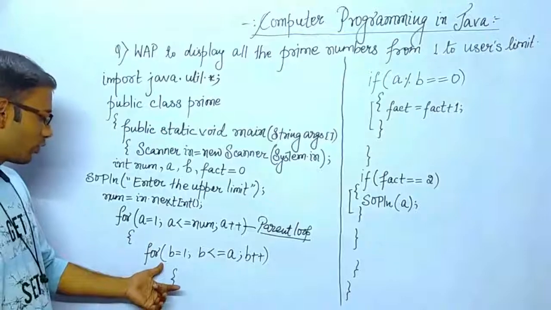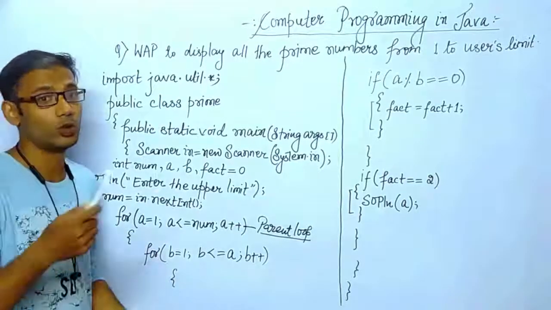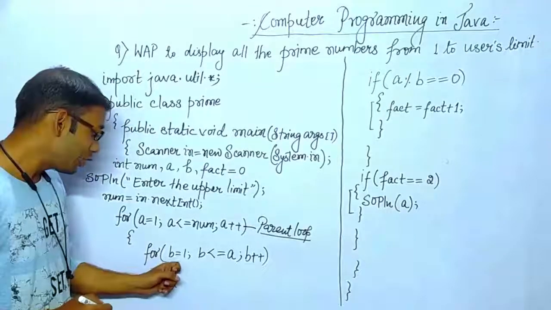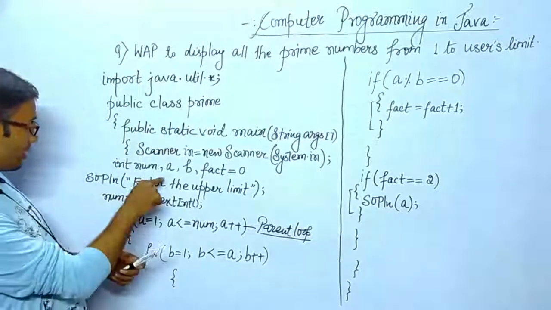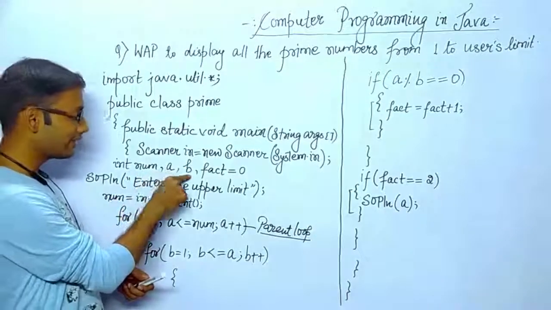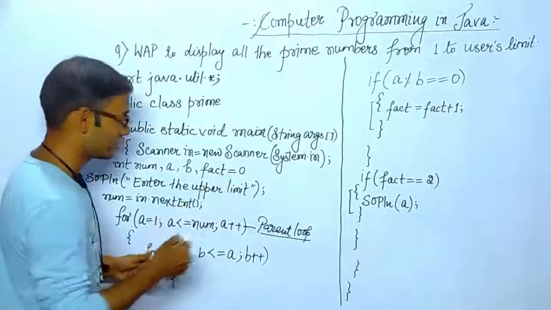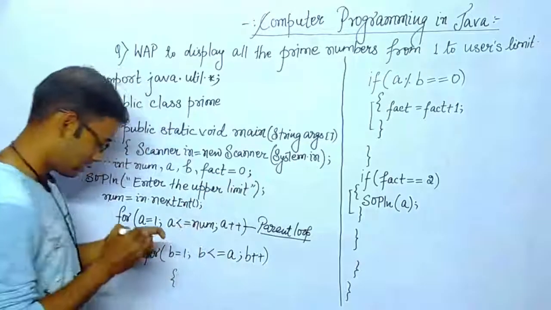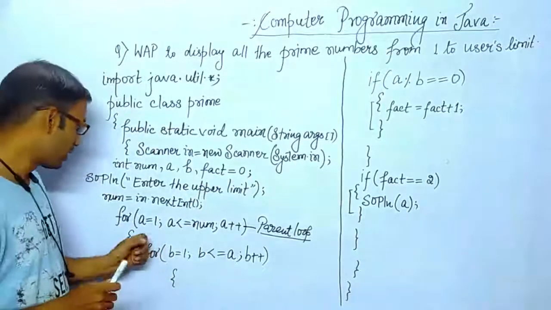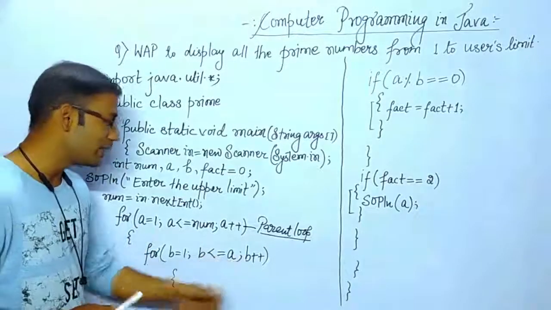Again, we have utilized over here another loop, that is a loop inside a loop. That means nested looping. For b = 1, see, I have already declared all this. Num I have declared, a I have declared, b I have declared, as well as fact I have declared and initialized. Over here, one terminatory symbol is missing. After that, for (b = 1; b <= a; b++).